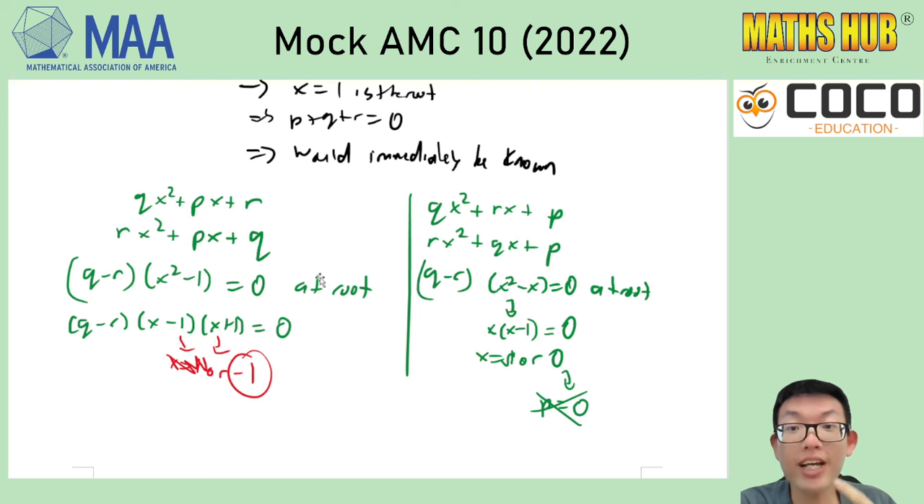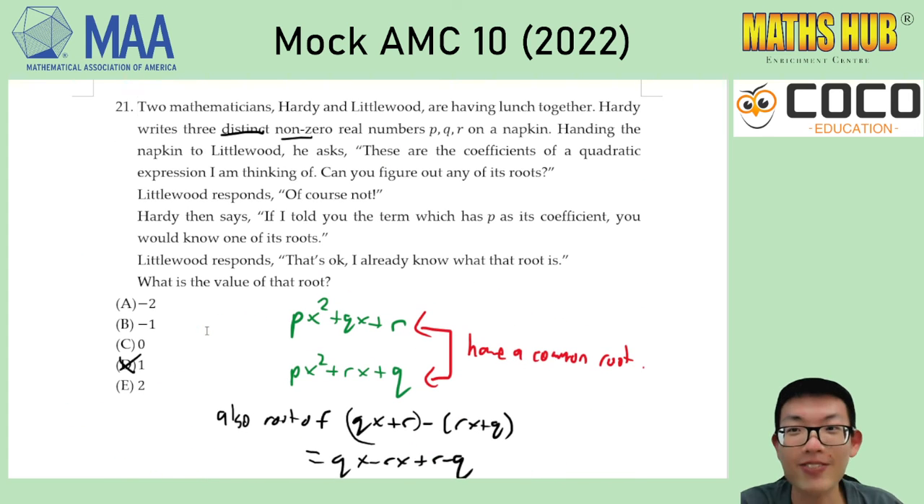Because the fact that this would have worked means that only the second case, so Hardy's statement, if I had told you, is enough for Littlewood to realize that there's only one thing that he could have told that would have been enough, so it is enough. And so therefore the root is -1.